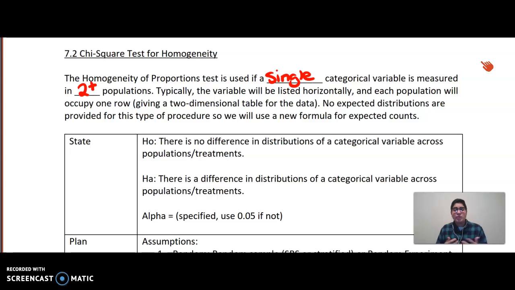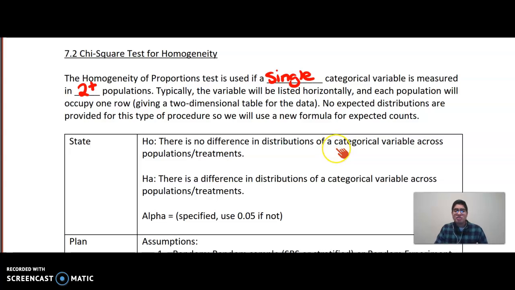Now, no expected distributions are provided for this type of procedure, so we're going to use a new formula for the expected counts, again, in the long run. And this is because I don't expect certain populations to vary one way or another, but I'm measuring how this one categorical variable varies among the different populations. So this is going to be very similar to our test that we're going to learn in the next lesson, which is a chi-square test for independence, but there's just a subtle difference. Here we're looking at a single categorical variable in two or more populations, homogeneity through the different groups.